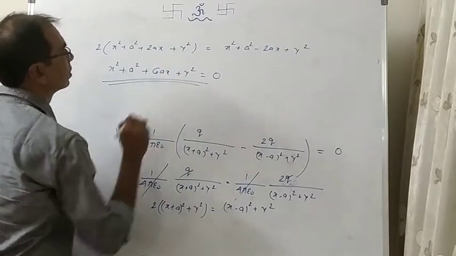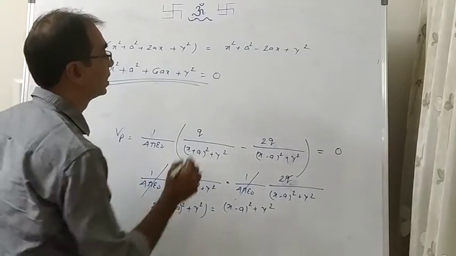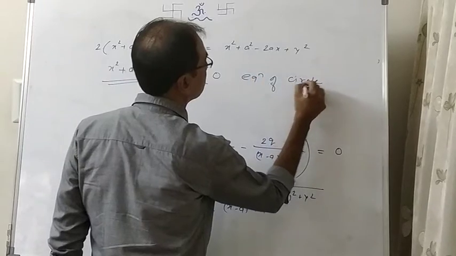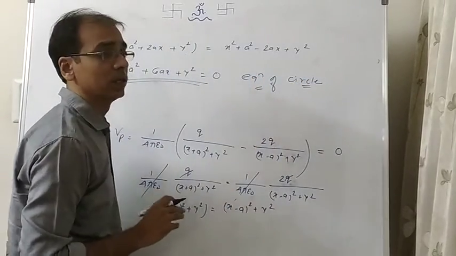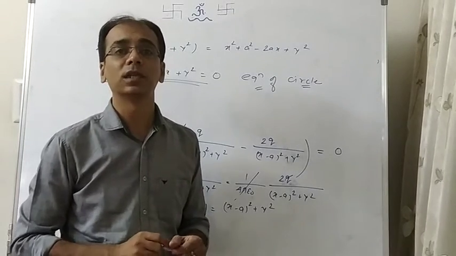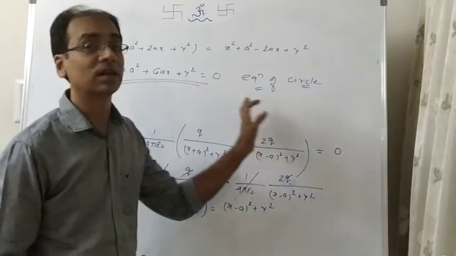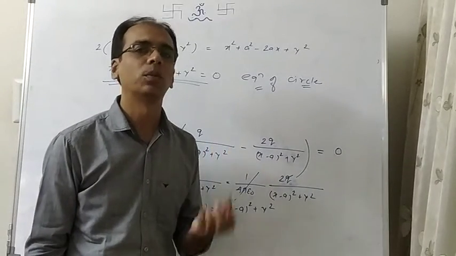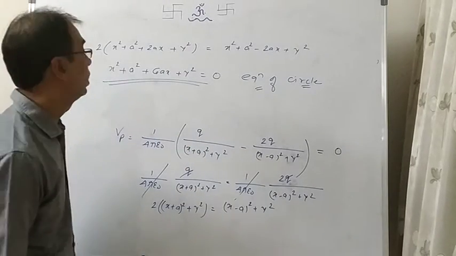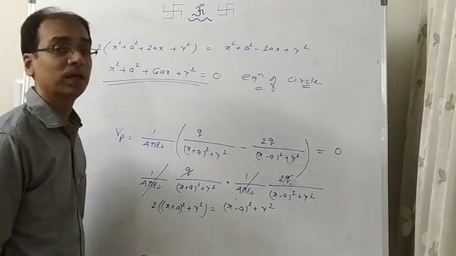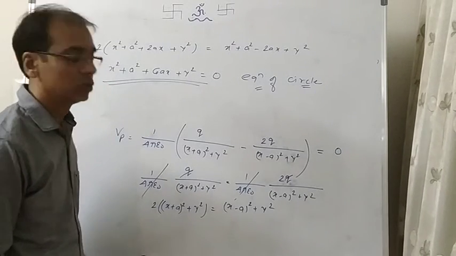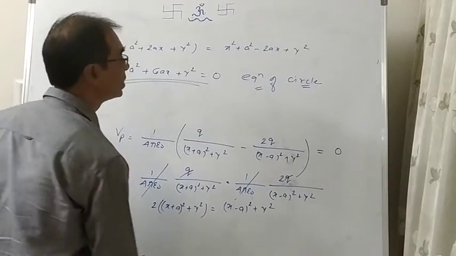This is what we are getting, and you can see clearly it's actually the equation of a circle. So if we are trying to find the locus of the surface at which potential is 0, then the surface is a circle at which we are going to get 0 potential. And the equation is x square plus y square plus a square plus 6ax equals 0. Is that clear? So this was about the equipotential surface.